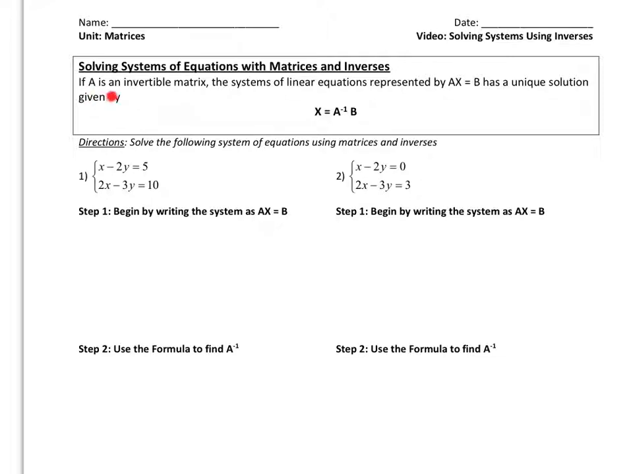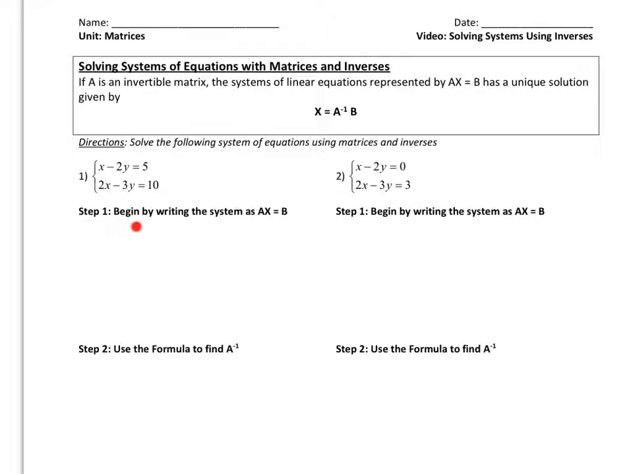So if A is an invertible matrix, the system of linear equations represented by Ax = b has a unique solution given by x is equal to A inverse times b. Now, I can explain this definition a little bit more in class tomorrow when I see you, but let me first just go through how I would solve this system.